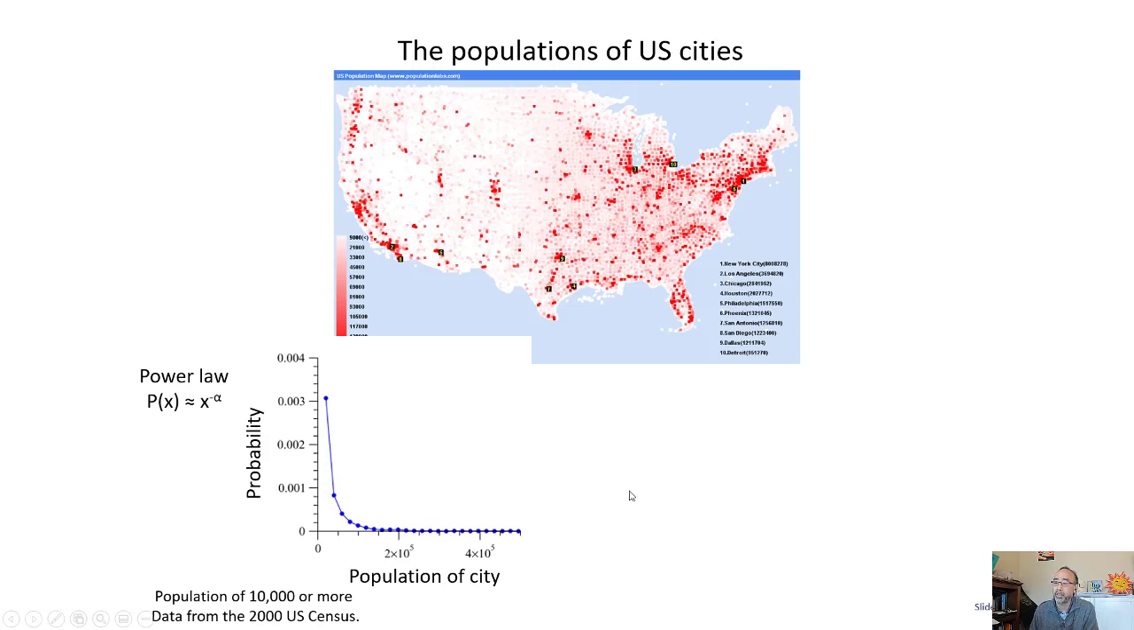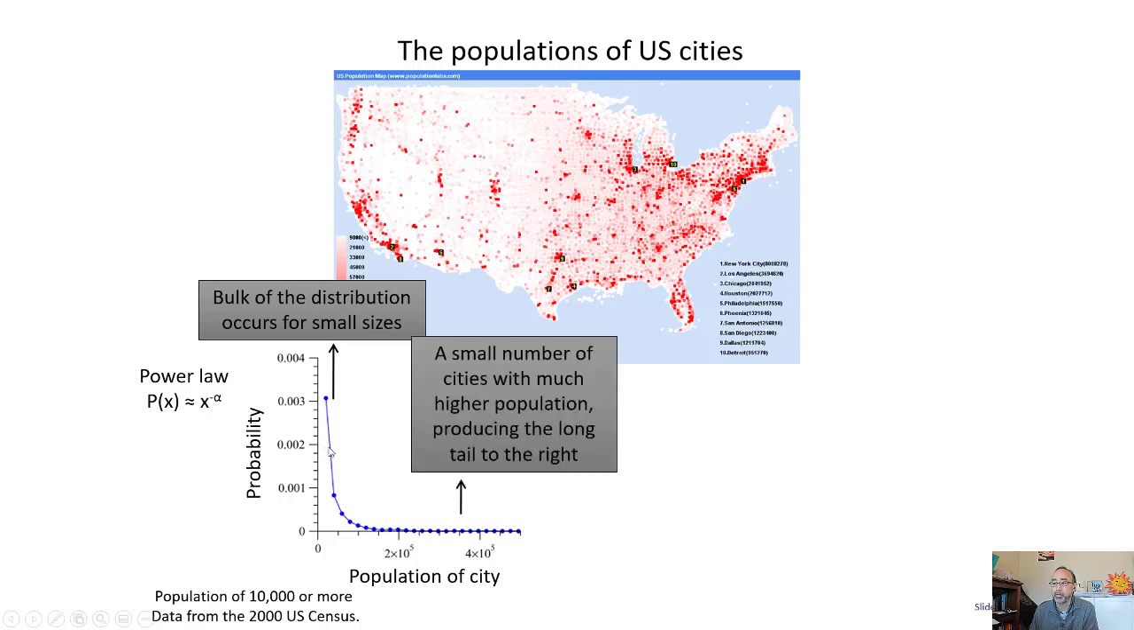If you map out the distribution of the population of cities by frequencies, you again see that the bulk of the distribution occurs for small sizes in small towns, whereas a small number of cities with much higher population produces the long tail to the right. And again, this follows a power law relationship.